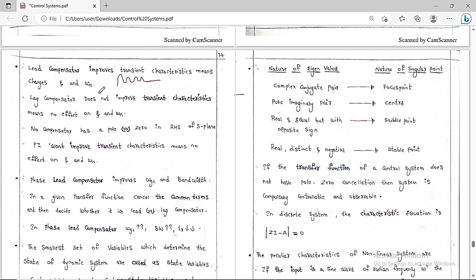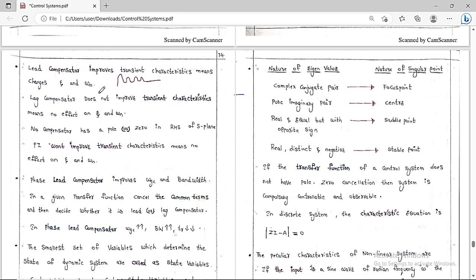The next point is, no compensator has a pole or zero in the right half of the S plane. Simple concept here. See, no matter which compensator we take, whether the lead compensator, the lag compensator, or the lag-lead compensator, their poles and zeros are always going to be present only in the LHS of the S plane. Each and every compensator that we have discussed has its poles and zeros only in the LHS of the S plane.